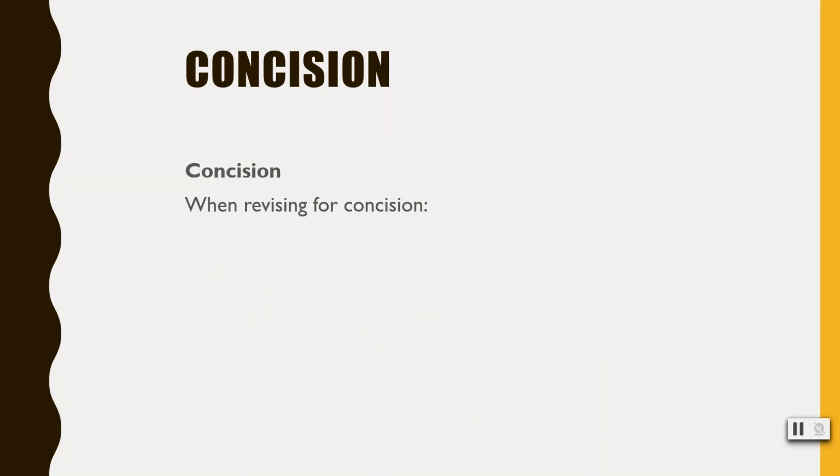Next, let's discuss concision. To write concisely means to convey your intended meaning using shorter and typically more direct sentences and phrases. When you revise your writing for concision, you should strive to shorten your language without changing your meaning. Here are three strategies for concision.